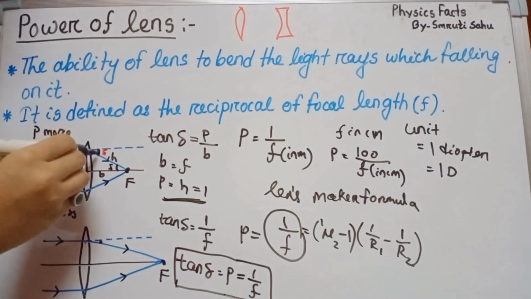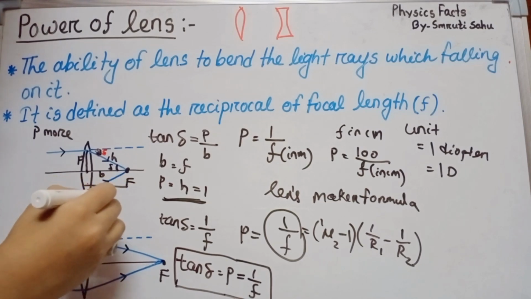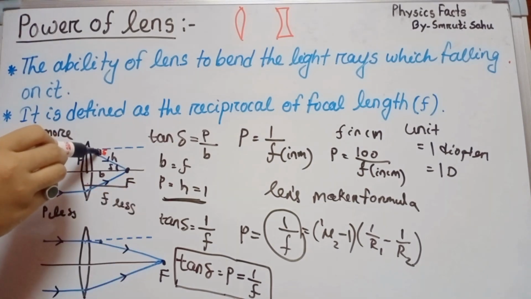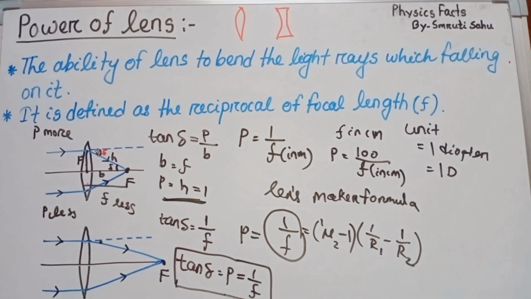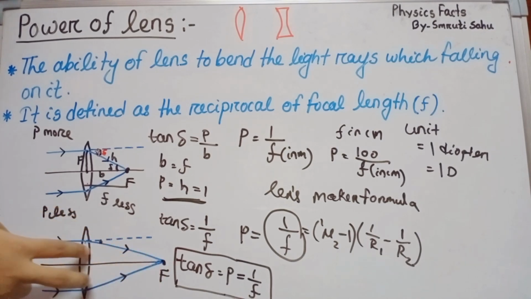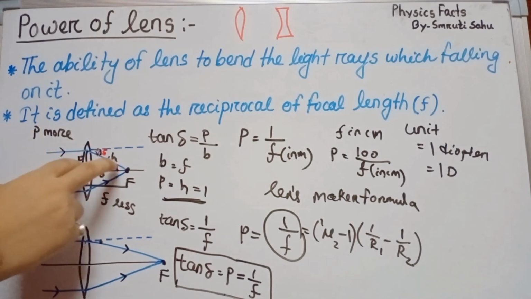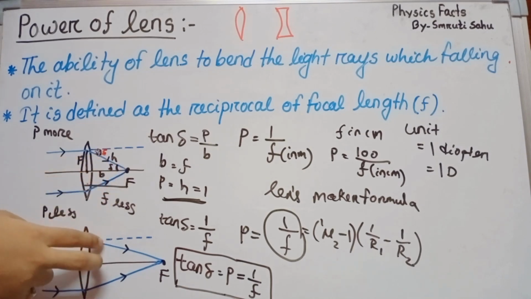Next, student, here power is maximum or bending angle is maximum, so the focal length is less. Look here, bending is more so the light rays converge; here bending is less so the light rays meet at this point, which is some distance from the optical center. That means the more the bending, the more the power, but the focal length is less. If bending is less, then the focal length is more.